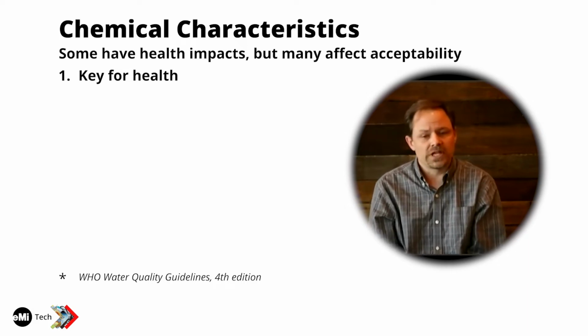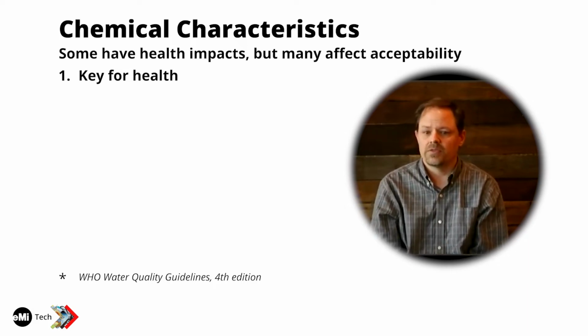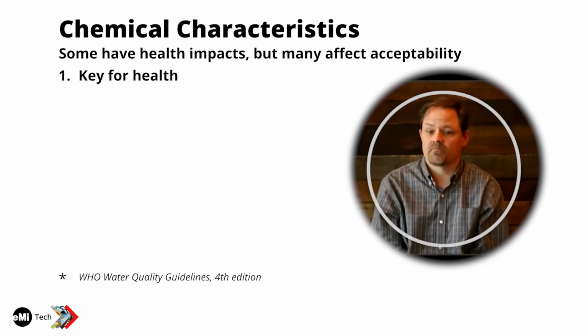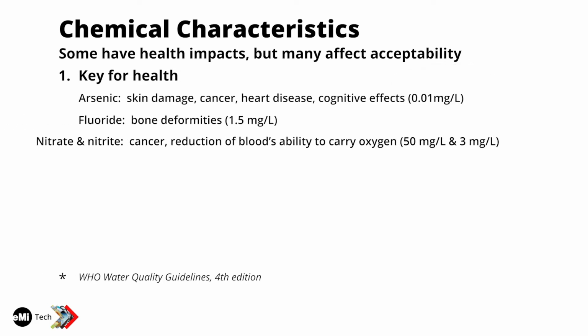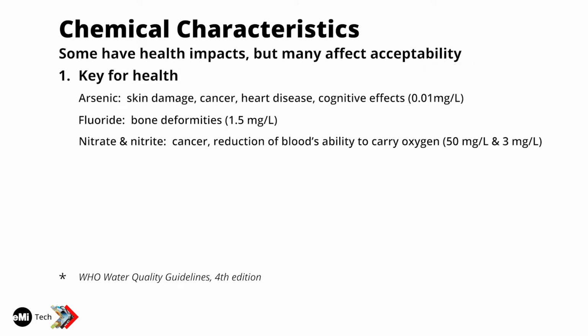So according to the World Health Organization, the most important chemical attributes for health are arsenic, fluoride, nitrate, and nitrite. And on this slide, you can see the health impacts that can occur if the levels of those chemicals are too high in the water. And also listed on the slide are the maximum concentrations that are acceptable according to the World Health Organization guidelines.